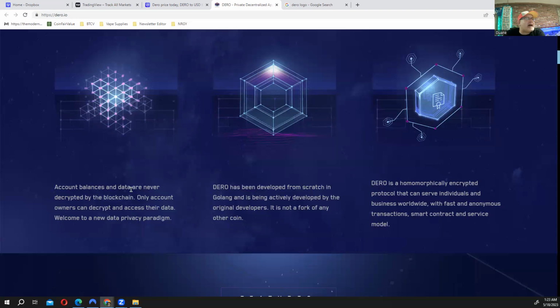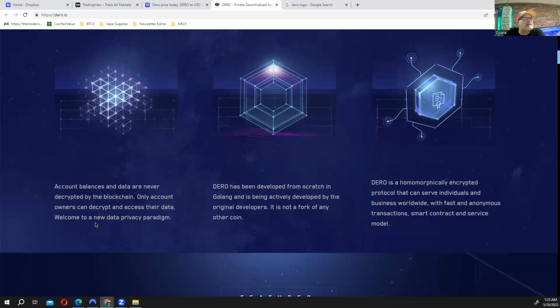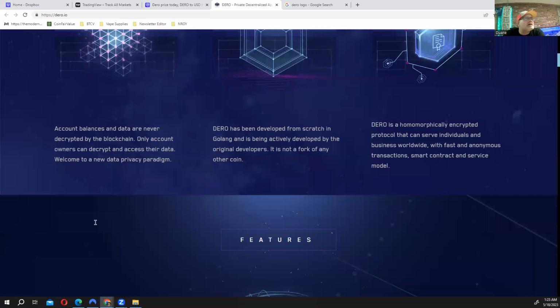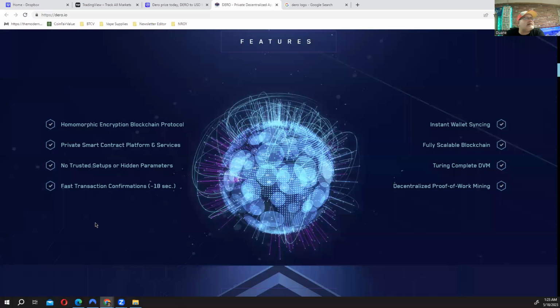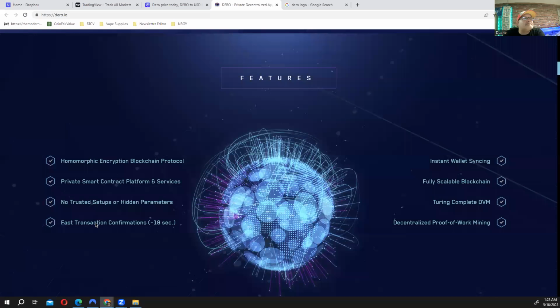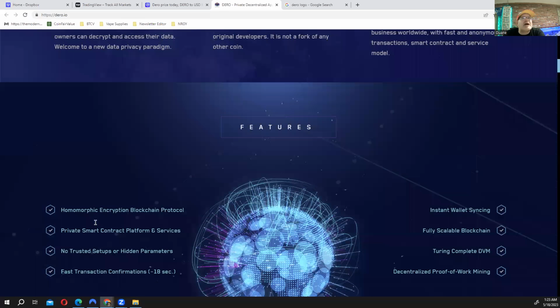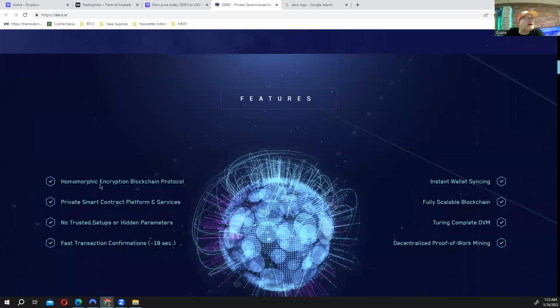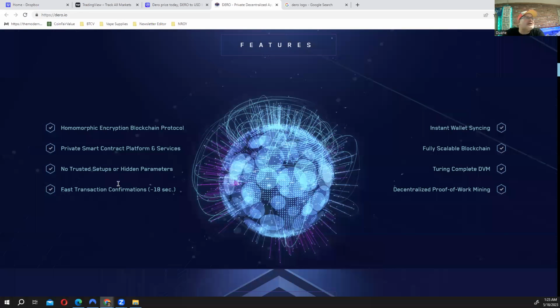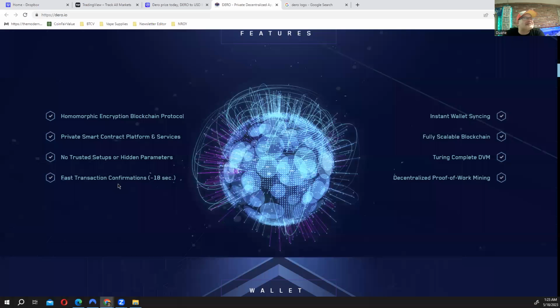Account balances and data are never decrypted by the blockchain. That's a very good thing. Only account owners can decrypt and access their data. Welcome to a new data privacy paradigm. So it looks like it's a privacy coin that uses homomorphic encryption. Good luck at knowing what homomorphic encryption is.